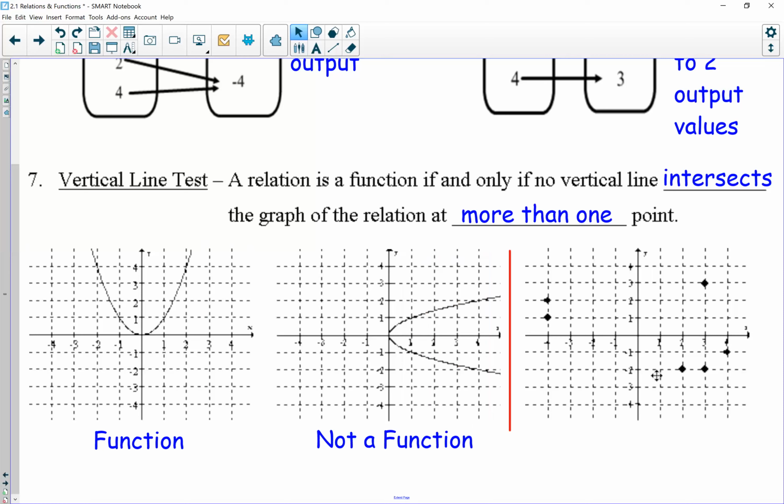Does this third graph represent a function? This third graph, I get 2 points hit right there. That's enough to say that it's not a function. I even would have 2 points hit at the same time over here. But all it takes is one instance of that vertical line intersecting 2 points at a time for it to not be a function because it fails the vertical line test.